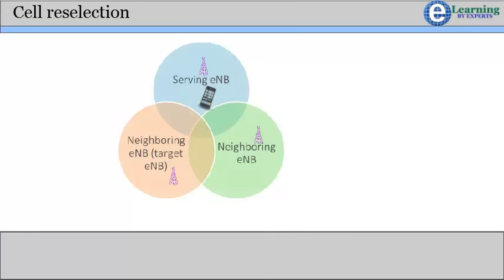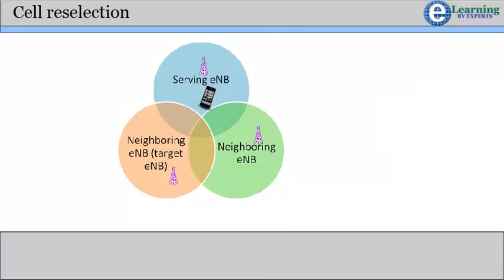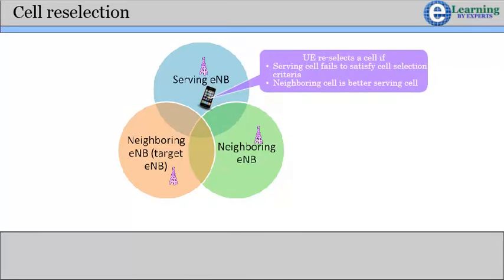While in the RRC idle state, if the serving cell is becoming weak, the UE will attempt to locate another cell. UE performs a cell reselection procedure if: 1. Serving cell fails to satisfy cell selection criteria. 2. Neighboring cell is better serving cell. If the selected cell becomes too weak, or if another cell becomes stronger, the UE uses the cell reselection criteria to determine when and where to select a new serving cell.